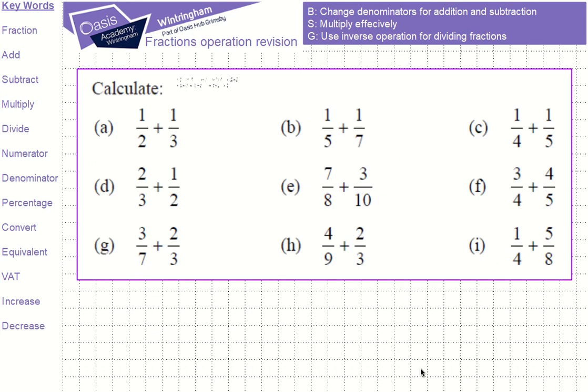Okay, some questions for you to have a practice then. All of these questions, the denominators are different, so you are going to have to change those as your first line of working out. On question A, that number is going to be 6 because the lowest number in the 2 and 3 times table is 6. Pause the video while you have a go at these questions and then press play when you're ready to see the answer.